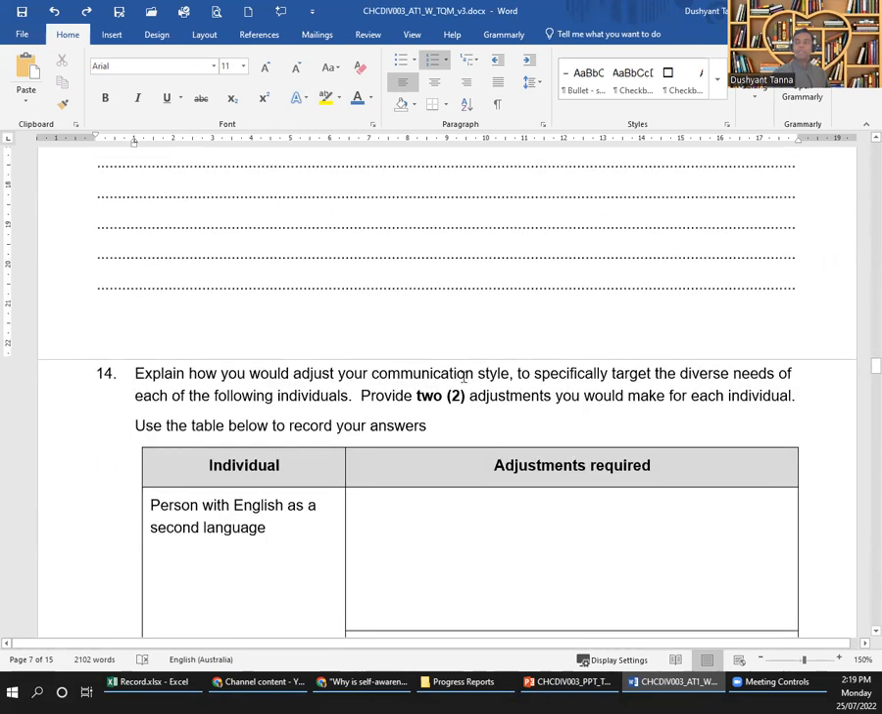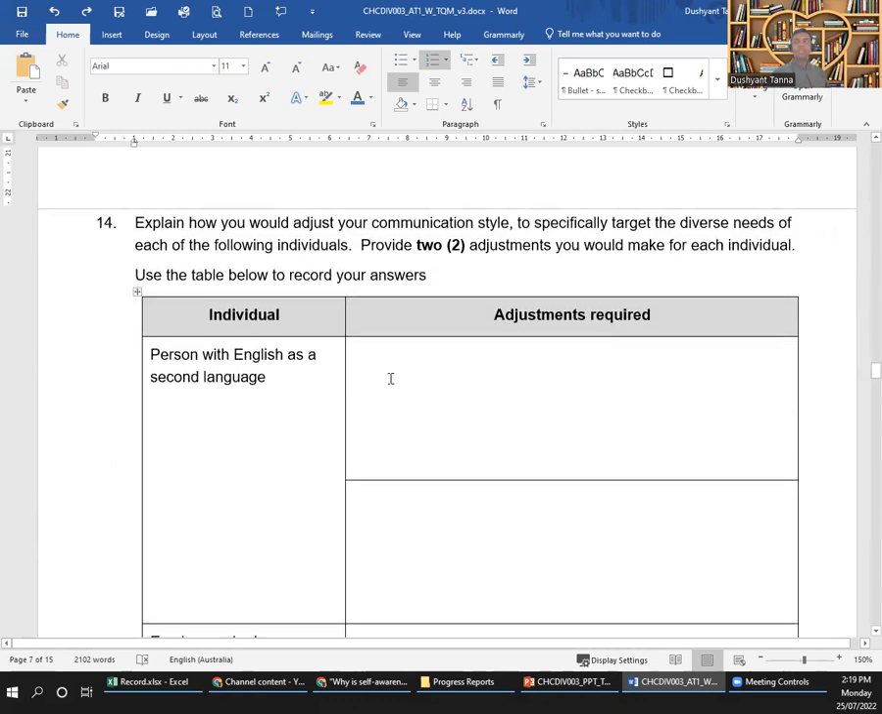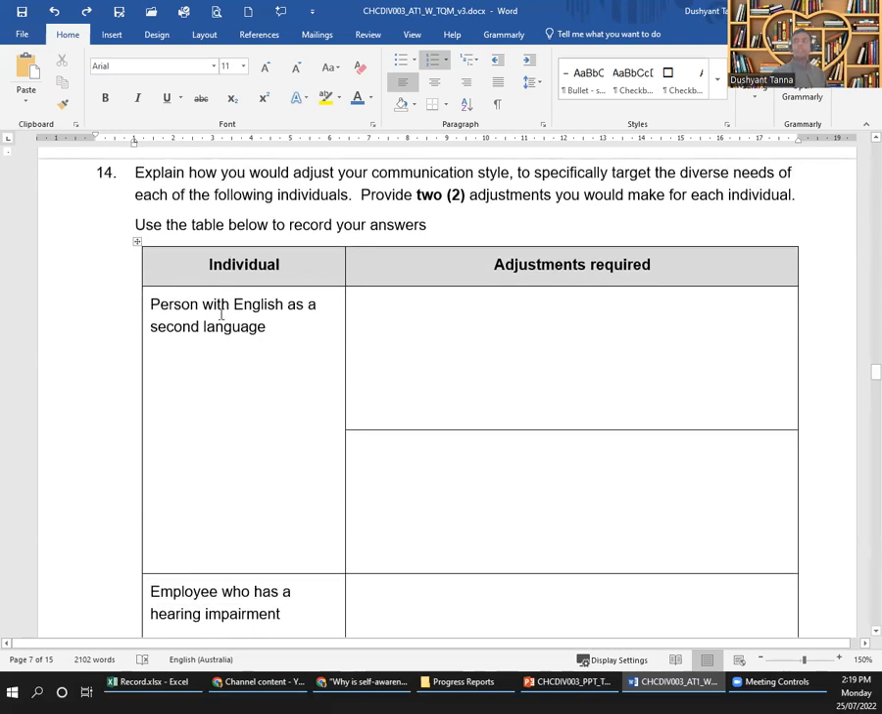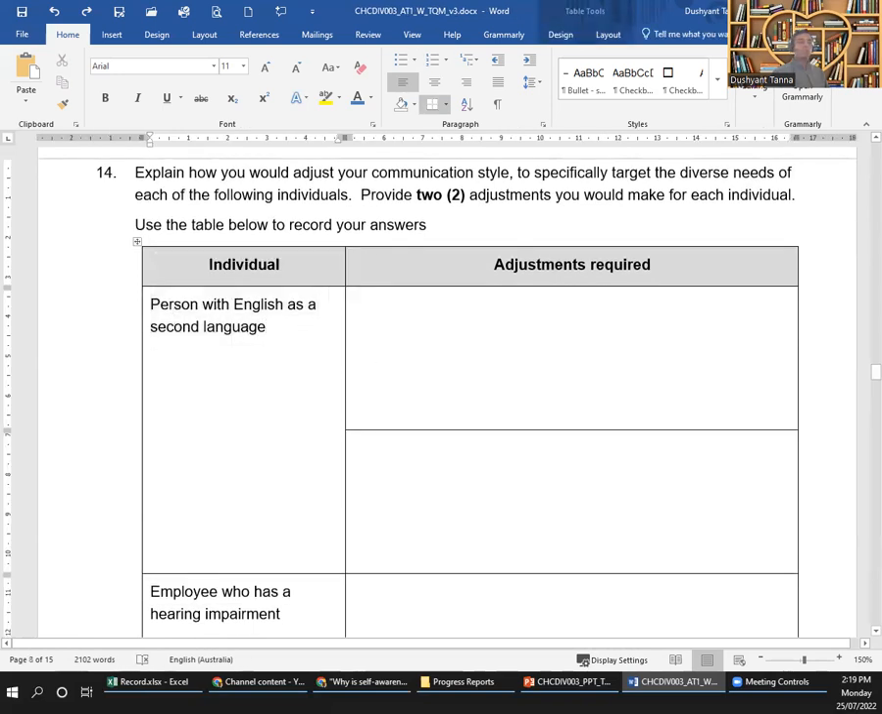Explain how you would adjust your communication style to specifically target the diverse needs of each of the following individuals. Provide two adjustments that you would make for each individual. Use the table below to record your response. Person with English as a second language, what would you do? Talk in simple English. If English is not their first language, you should talk in a language that is widely understood.